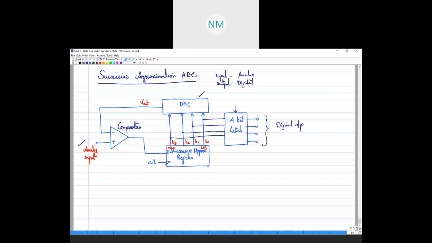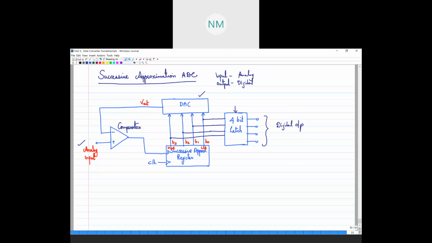So there are four blocks. One is a DAC, another one is a comparator, another one is a successive approximation register, and next is a 4-bit latch. Now, how this ADC works is basically depending on a binary search. So this works based on a binary search, right?